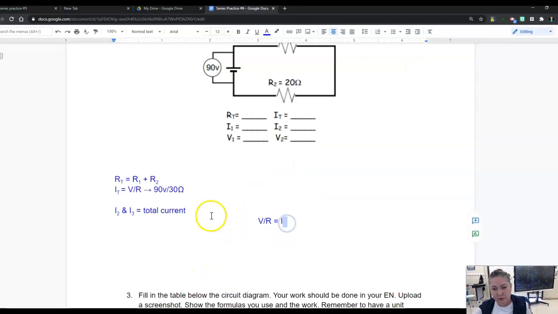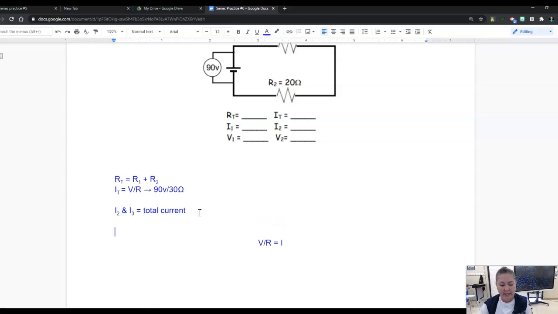Okay, so the last thing we're going to do is V1 and V2. And I'm just going to set you up, and you should be able to do this. V1, we know that Ohm's law tells us that V1 is equal to current times resistance. So we're multiplying. I'm going to put in a multiplication symbol. And we know we're looking at it for the first resistor, in this case.